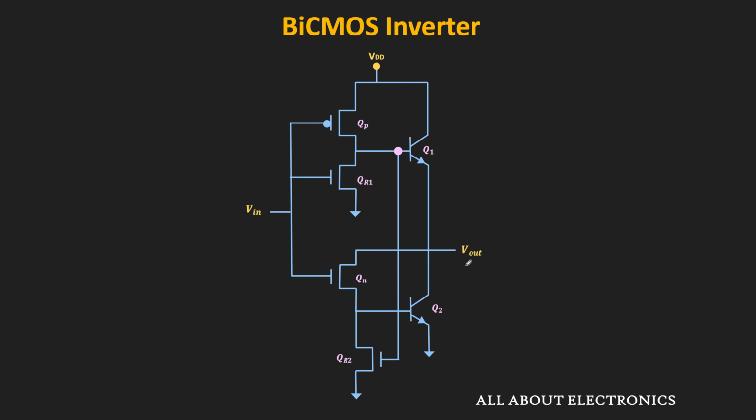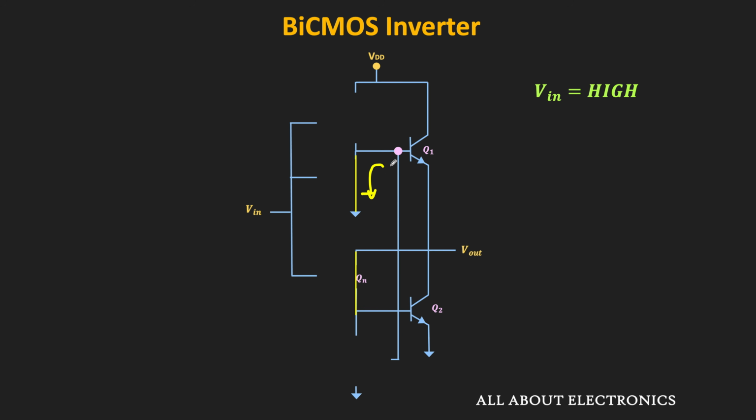Similarly, when the input is high, then this QP will remain in the off condition while the QN will get turned on, and therefore it will act as a short circuit. So here, since the input is high, this QR1 will also get turned on, and in this way it will remove the base charge of the Q1. So in this way, instead of using passive resistors, we can use NMOS transistors to remove the base charge of the BJTs.